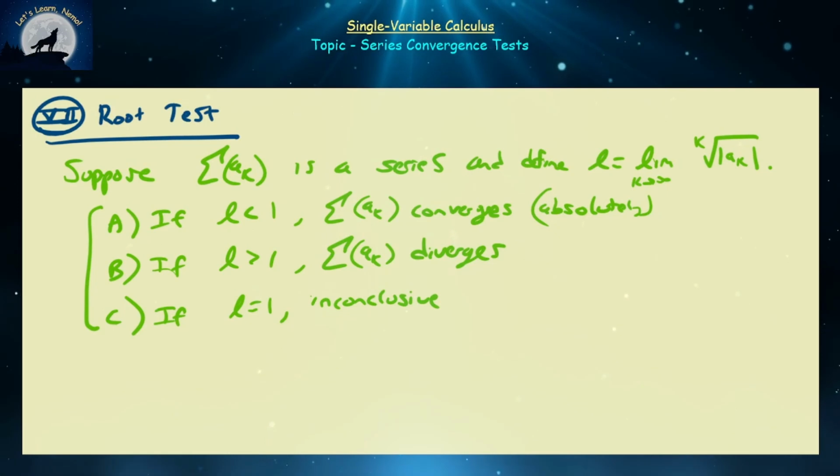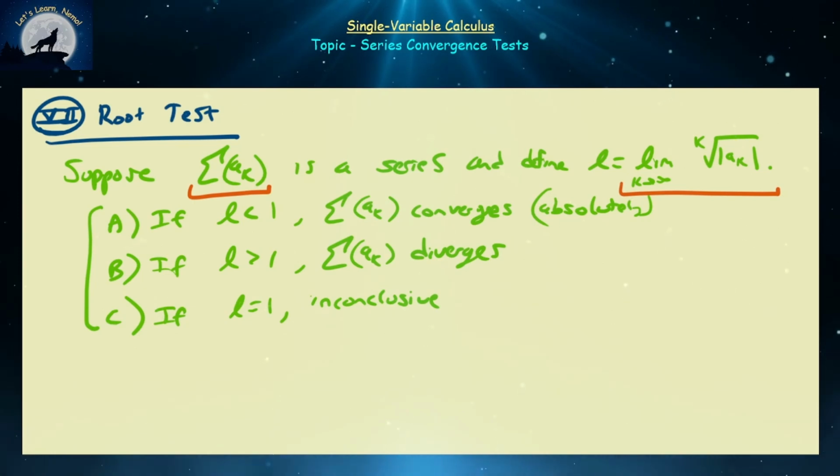The seventh and last series convergence test that I wanted to describe today is known as the root test, and this test is reminiscent of the ratio test, except it uses a different L. So again, let's assume that we have some infinite series, the sum of a_k, and define L to be the limit as k goes to infinity of the kth root of the absolute value of our sequence.